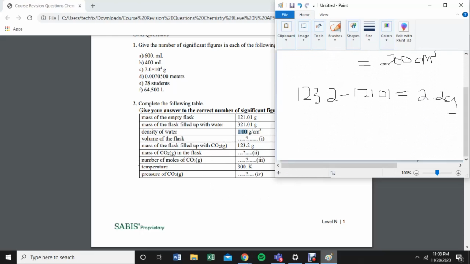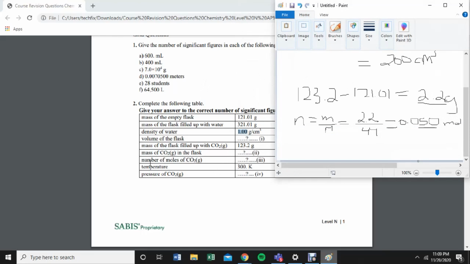Okay? For the next part, they want us to find the number of moles of CO2. Formula for number of moles is equal to mass over molar mass. Mass is 2.2. Molar mass of CO2 is 44. So number of moles is 0.050. This is 2 significant figures because you use 2.2, which is 2 significant figures, right? Number of moles, so 0.050 moles.